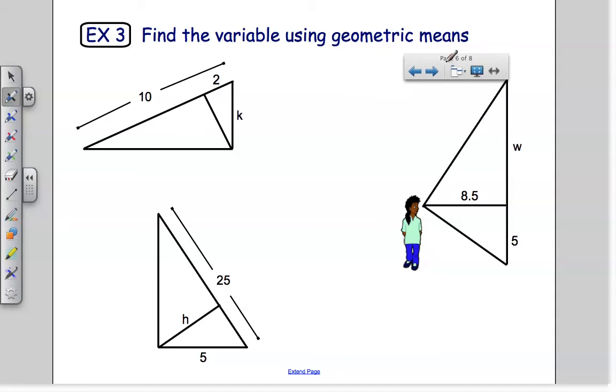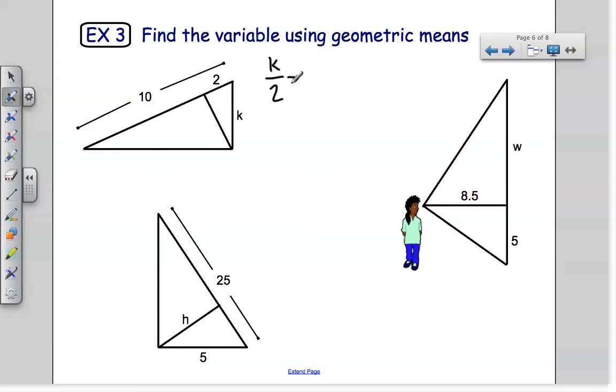Find the variable using geometric means. All right. So here I'm trying to find the variable k. If I'm trying to find a variable, I always just start with it and say, all right, I'm going to pick a triangle that k is in. K is in this triangle here, the little guy, but K is also in the big triangle. I guess it's up to you. I might start with the triangle on the right and say that K and 2 are in the same triangle.